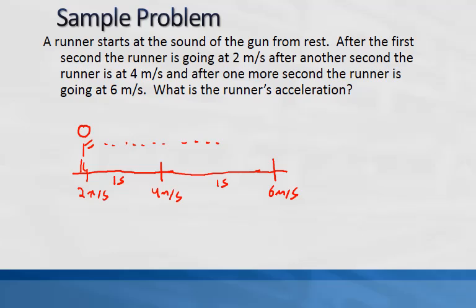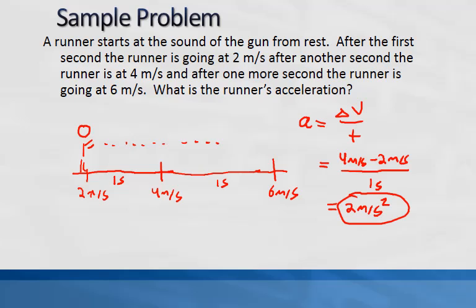So it could look something like this, starting from rest and then getting into 2, then getting into 4. And so, go ahead and write down what you think the acceleration is, work out what you think it is, and after you do that, you can hit play to continue. So go ahead and pause and then hit play when you're ready.